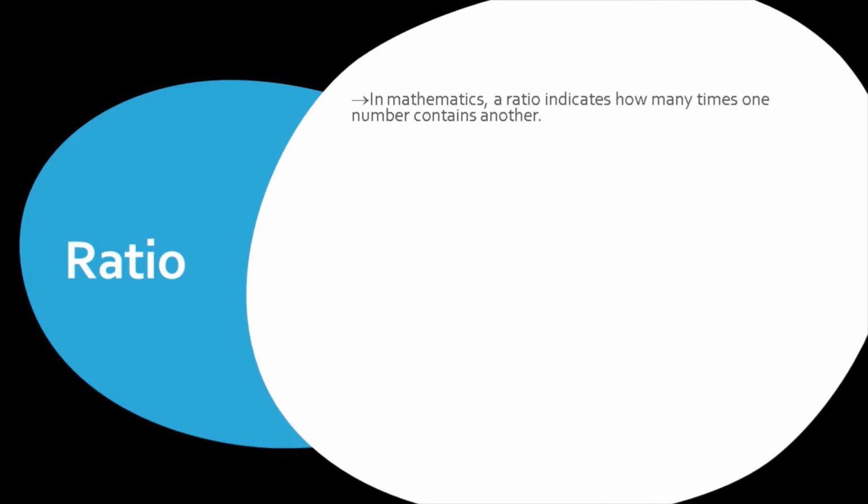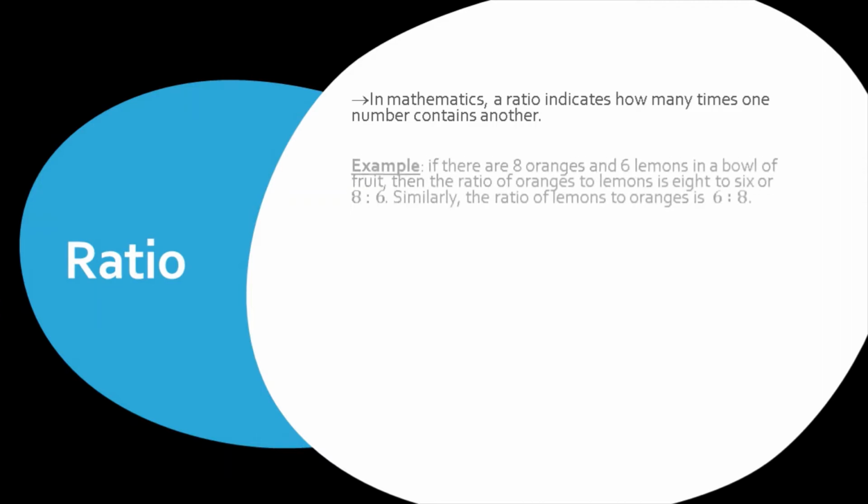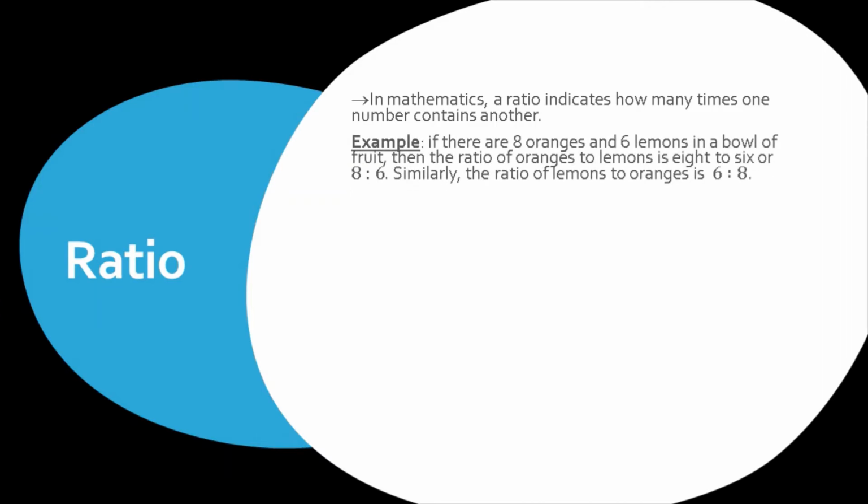In mathematics, a ratio indicates how many times one number contains another. Let us see the example. If there are 8 oranges and 6 lemons in a bowl of fruit, then the ratio of oranges to lemons is 8:6. You have to call it like 8:6. Similarly, the ratio of lemons to oranges is 6:8.